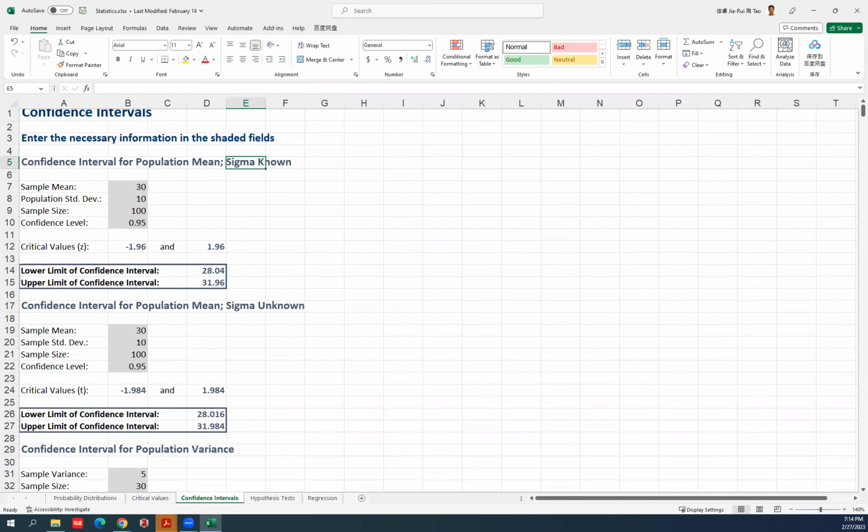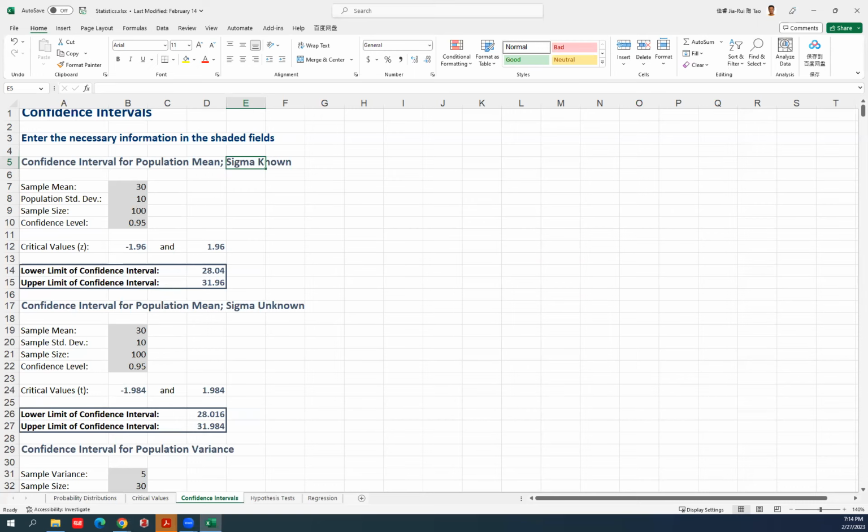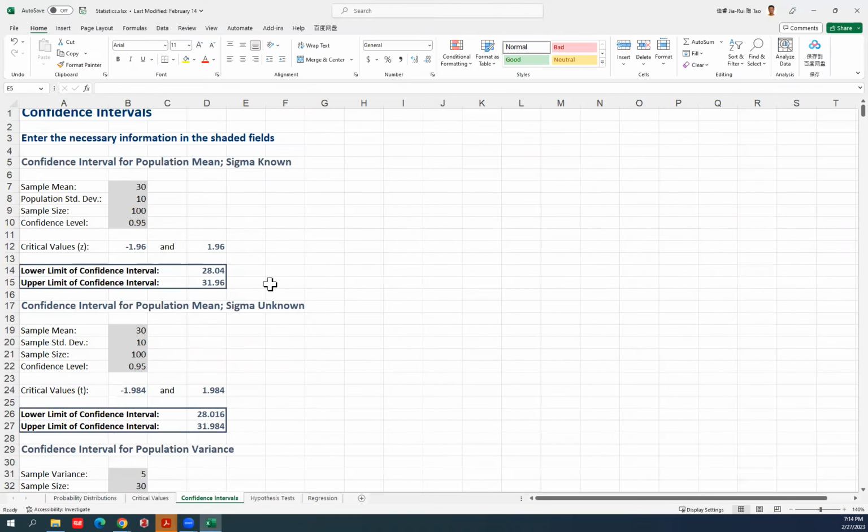Because in this example we are given sample statistics about the 80 bots, that's why we use sigma unknown. What's given here is not sigma, it's the sample standard deviation. It's not the population standard deviation. Otherwise, sigma is known as a population standard deviation. Any questions here? Okay, now we found the correct block that we need to use from this sheet.